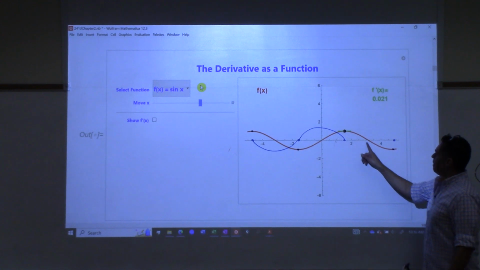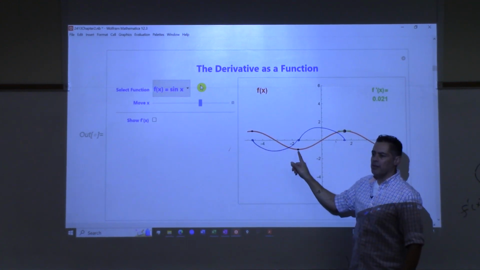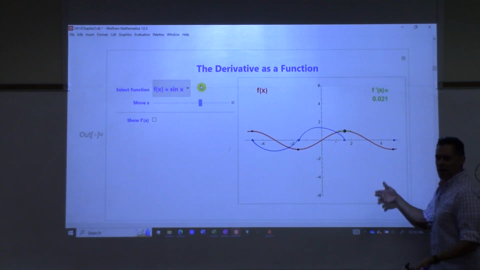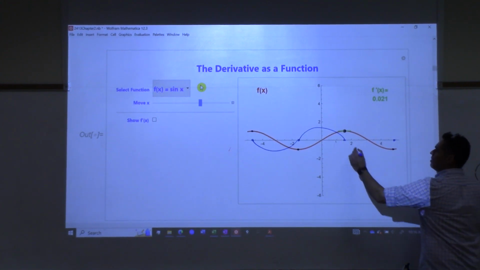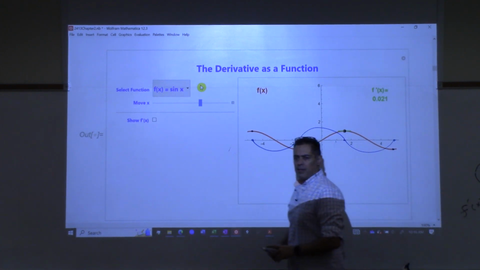And then this piece right here is exactly the same as this piece right here. So I'm just going to repeat myself, which you should expect with a sine curve, right? Because it's periodic, it just keeps doing the same thing. And that's it, that's the graph.